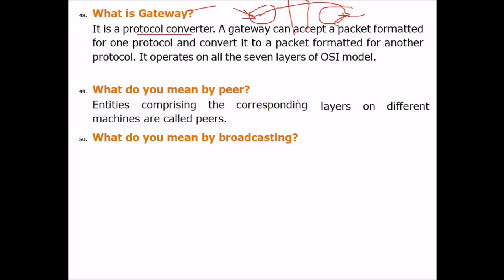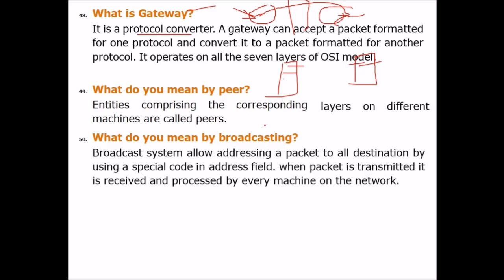Entities comprising the corresponding layers on different machines are called peers. Okay, like in this, this is one device, this one network, this is one network or machine. Now this application layer is there, so these are peers.